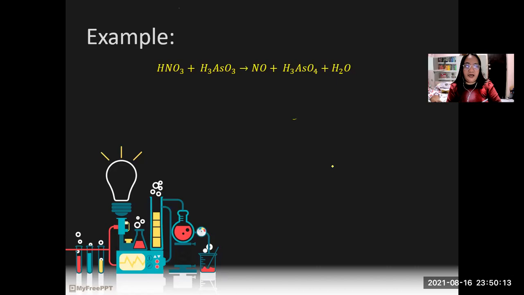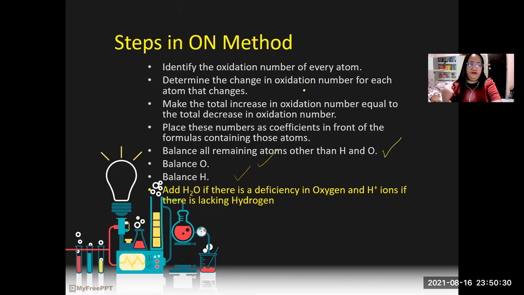Okay, let's have the first example. My first example is a combination of nitric acid and arsenous acid yielding nitric oxide, arsenic acid, and water. Water here is a byproduct. So if we follow the steps, let's look at the steps again. First step, identify the oxidation numbers, look for the one that changed, equalize, get a factor, and then balance. Those are just really quick, simple steps.